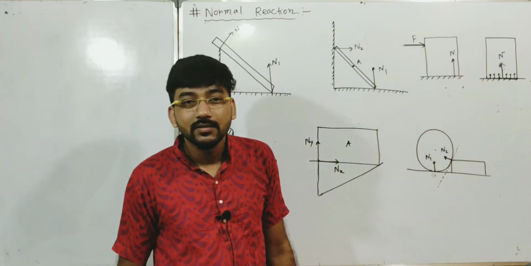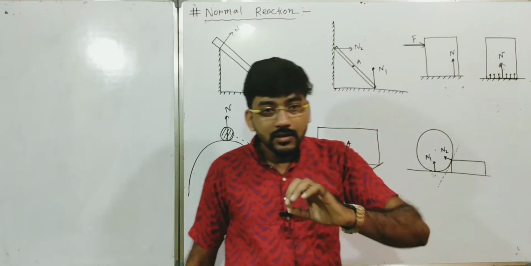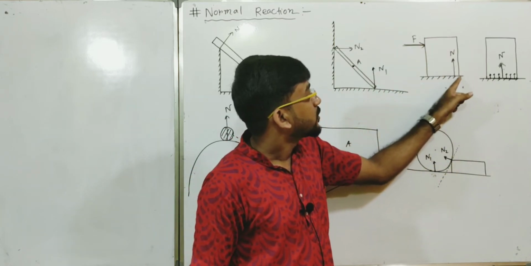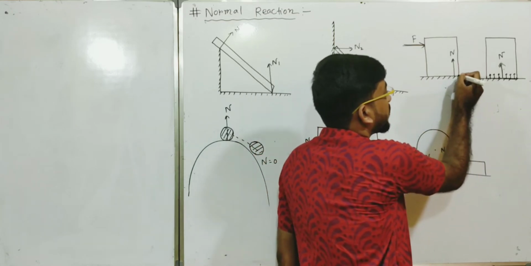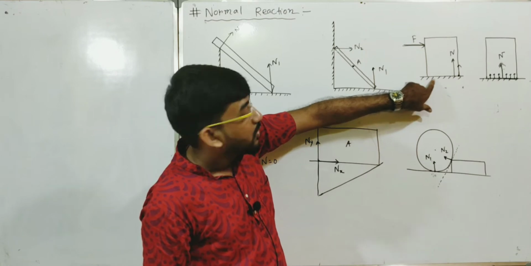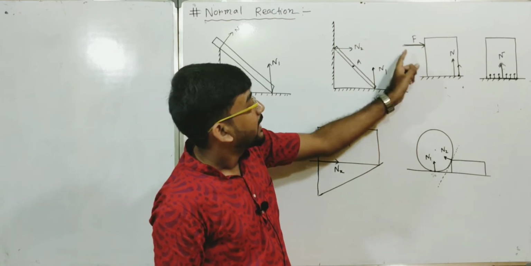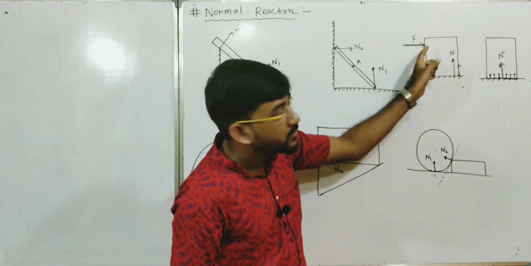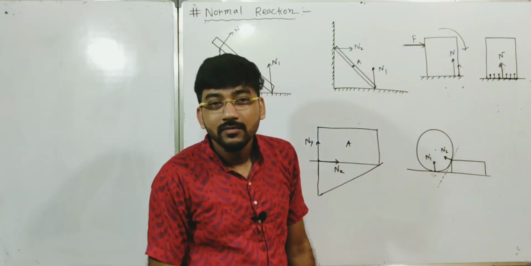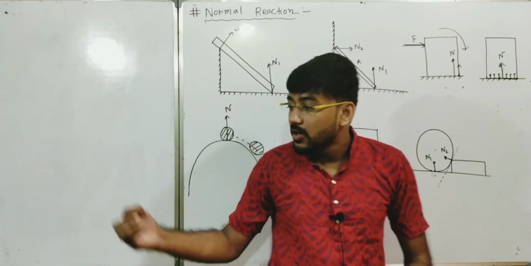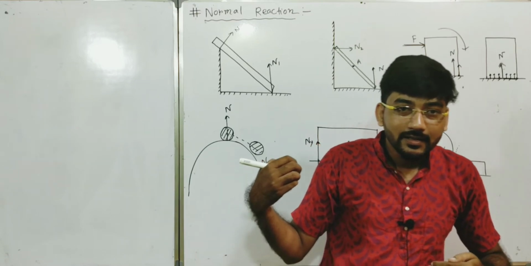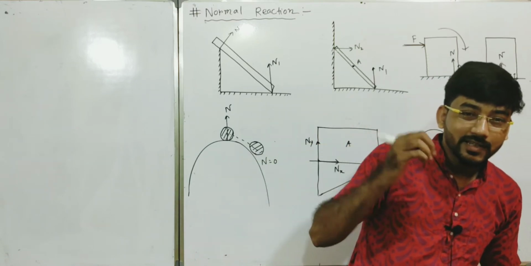You can imagine that if you give more and more force, then at one point the normal reaction will be at this contact point. When this contact is lost, and if you apply more force, then the body will topple down. You can realize this: if someone pushes me from this side, my normal reaction is shifted, and after some time I will topple down on this side.